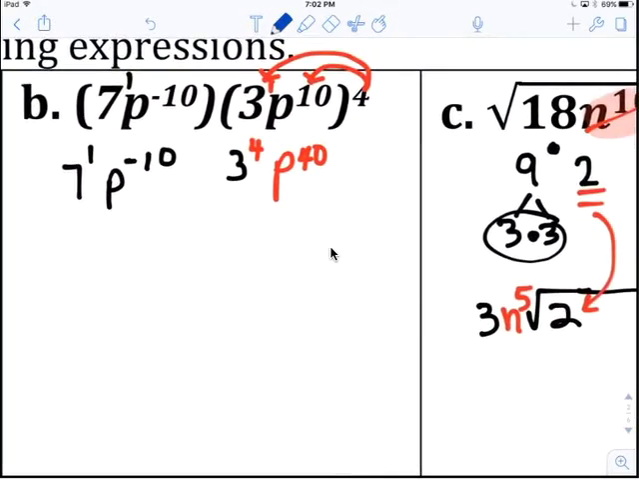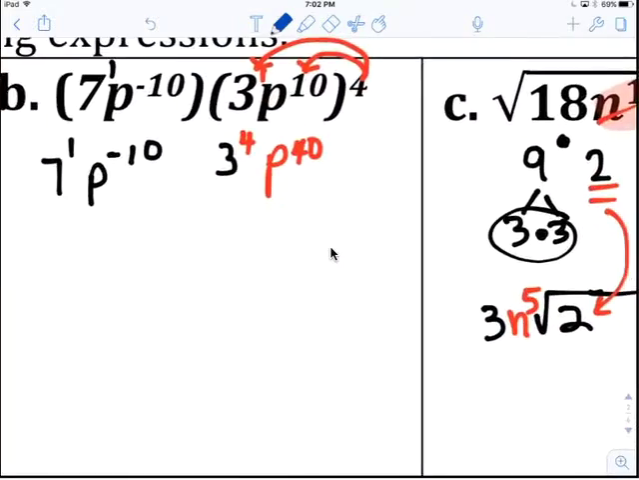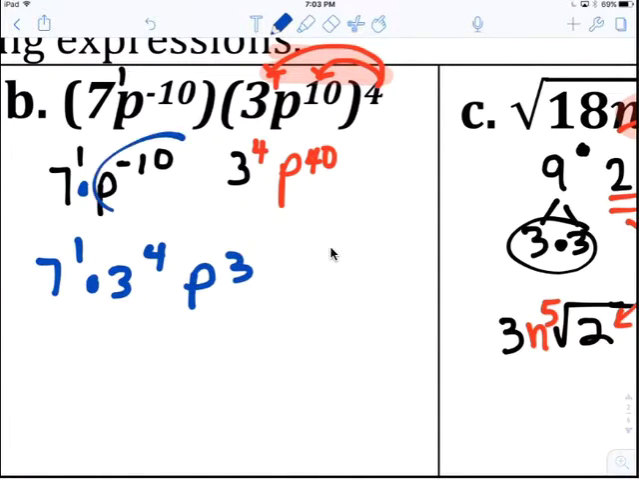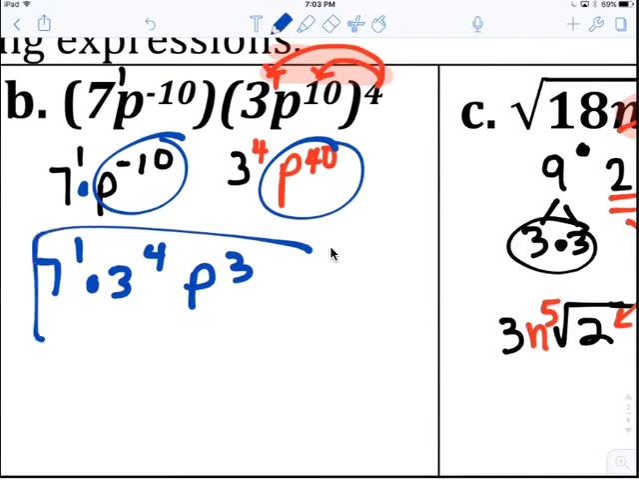Anyway, here's the answer to this one here. You have to distribute first. You get that. And then you do 7 to the first, 3 to the fourth, and p to the 30th. You add these together. This is your answer.